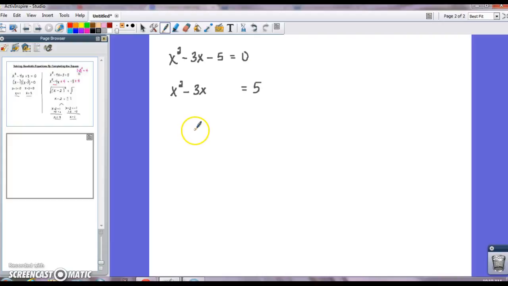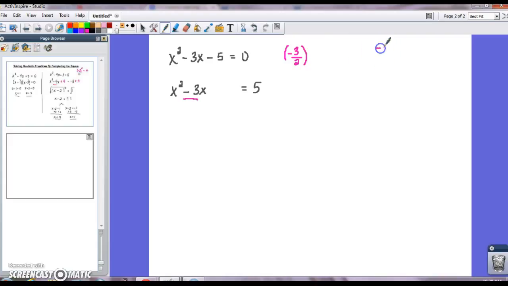And now, just like I did before, I'm going to take half of that middle term and I'm going to square it. Now, people always want to put in decimals, and I promise you it's easier if you don't. Leave it in fractions. So I'm going to take that number. I have negative 3. I'm going to take half of negative 3. If I take half of negative 3, that just gives me 3 halves.